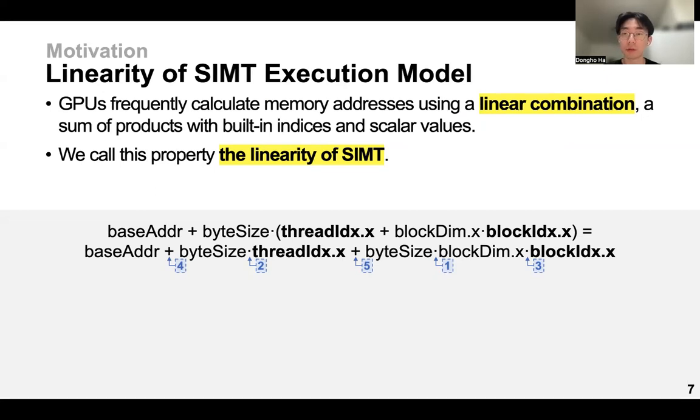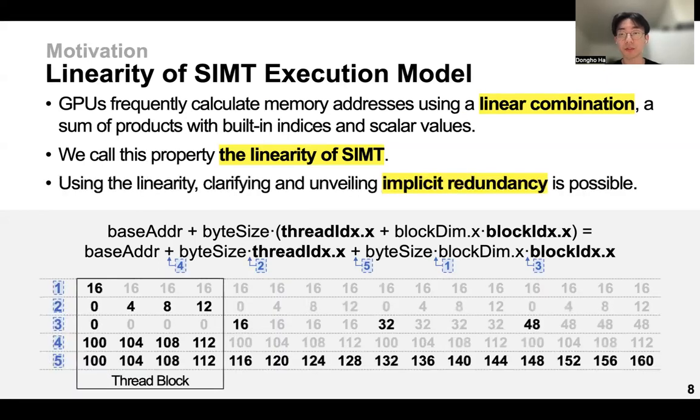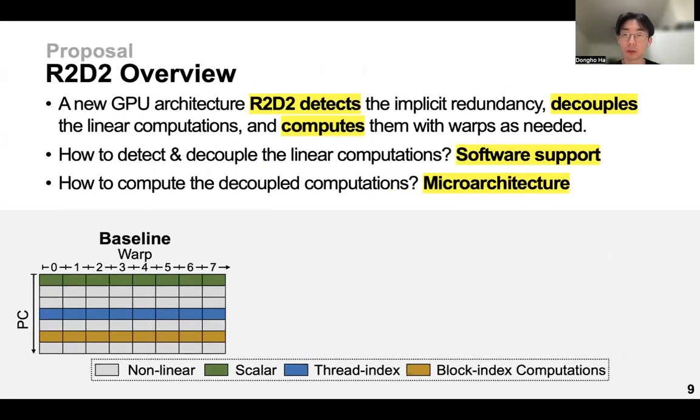For example, the aforementioned expression, the first line, can be developed into the second expression, the second line. In the figure, considering the second expression, the memory address calculations need 80 thread computations, but only 29 unique computations exist. Using these observations, we propose a new GPU architecture, R2D2.